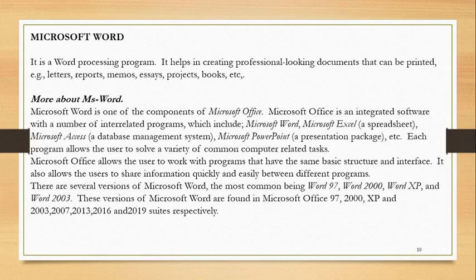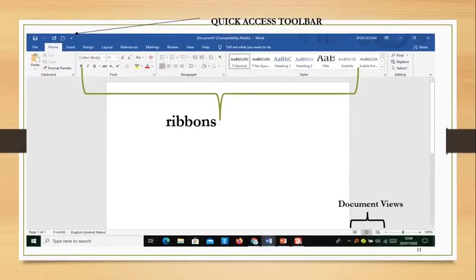There are several versions of Microsoft Word. The most common being Word 97, Word 2000, Word XP, 2003, 2010, 2013, 2016, 2019. Currently, I am teaching you using version 2019, but from 2007 all the way to 2019, they share a lot in common.